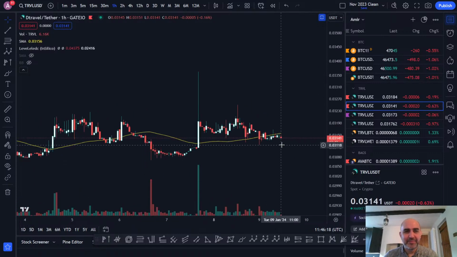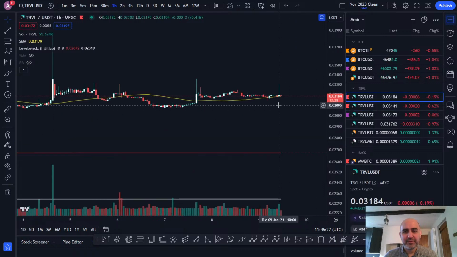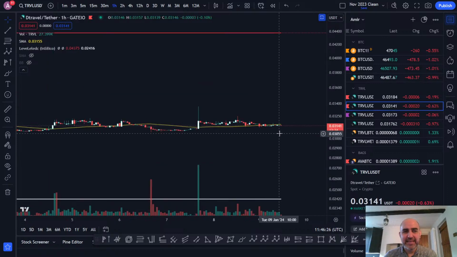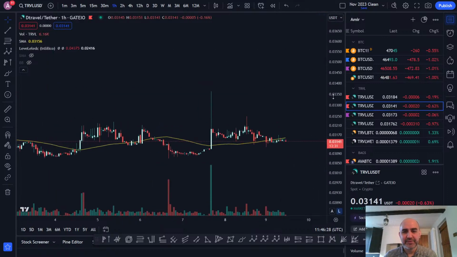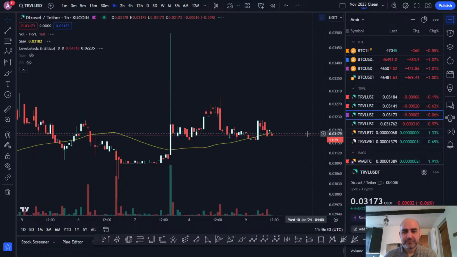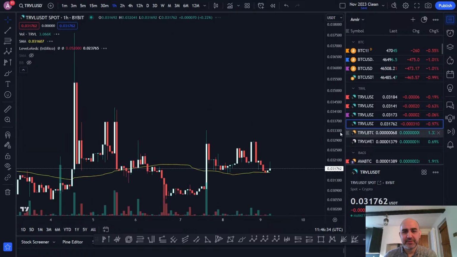Obviously, it's not happened on Gate. So on MEXC it was 55,000, on Gate the same candle was 27,000. On KuCoin it was 10,000.